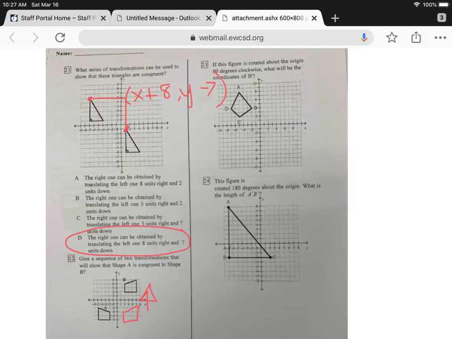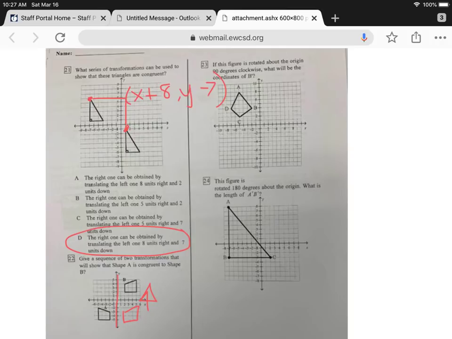So I reflected it over the y-axis, right? I flipped it, and you could use your patty paper on this just to play around and see what would work. If I flipped it over here and then I slid it up, then I would get my answer. So that's what happened. I reflected it over the y-axis, and then I slid it up however many units. You'll have multiple choices on this, so read your answers.